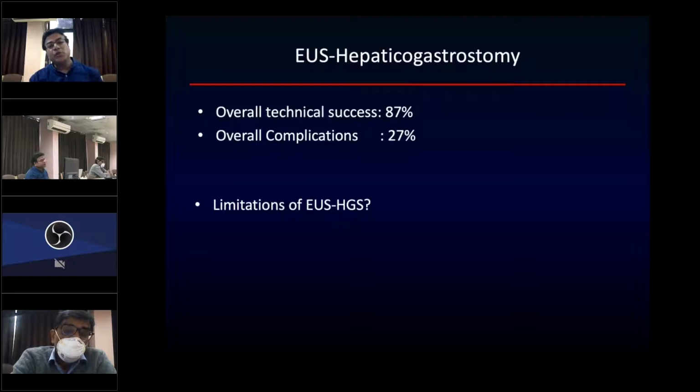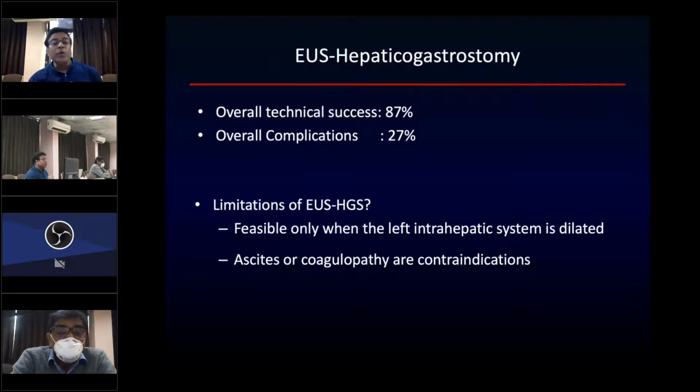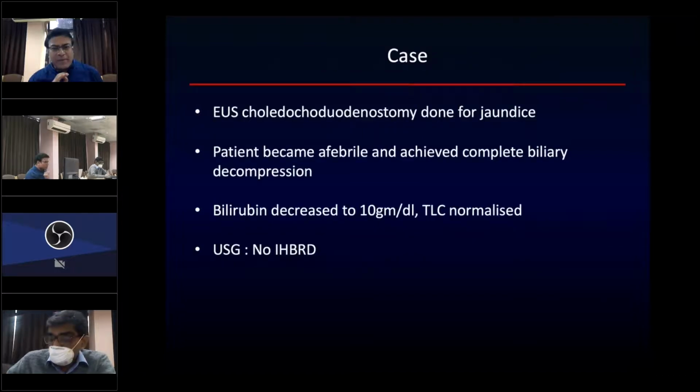There are certain limitations of hepaticogastrostomy. It's only feasible when the left intrahepatic system is dilated. If you have ascites or coagulopathy, these are contraindications for the procedure. So coming back to our case, what we did in this particular case was EUS-guided choledochoduodenostomy, that is creating a fistula between the bile duct and the first portion of the duodenum.